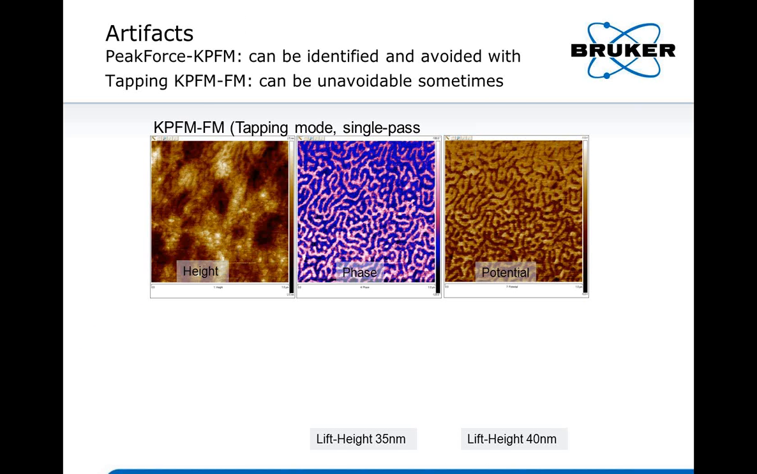This is not the case for, for example, tapping mode KPFM, FM. And there, again, the sample is SBS. It's a polymer, and in the middle is the phase map, and you see nice phase contrast there. Actually, that's where you want to be careful.